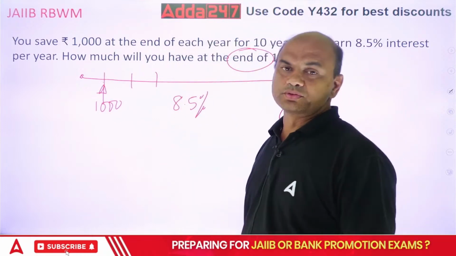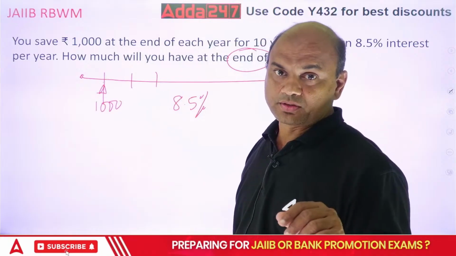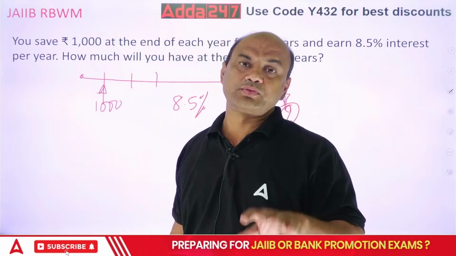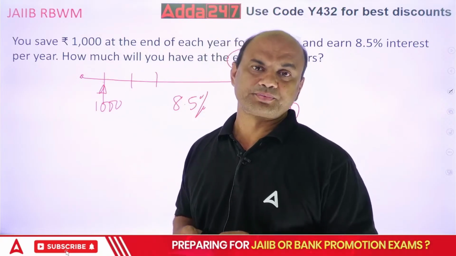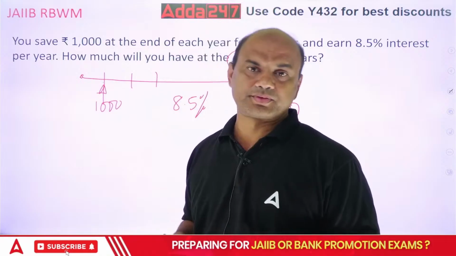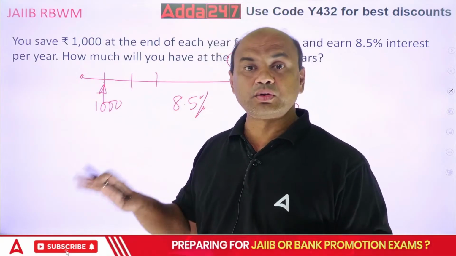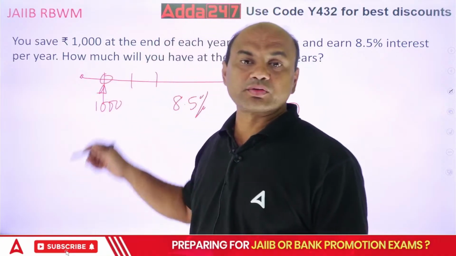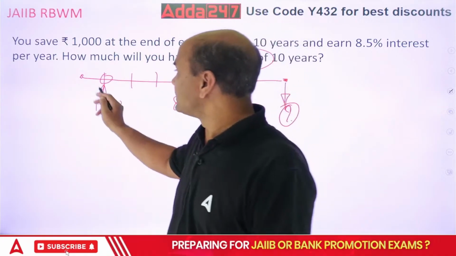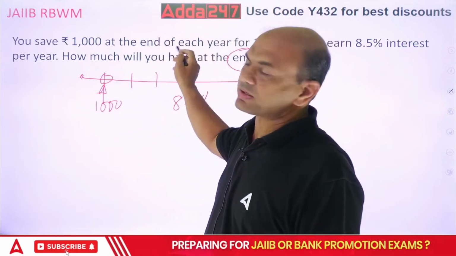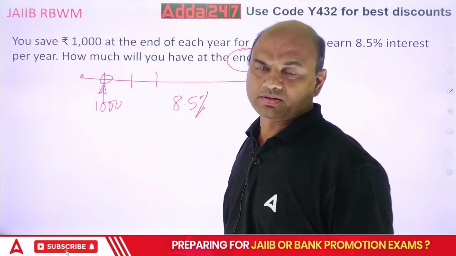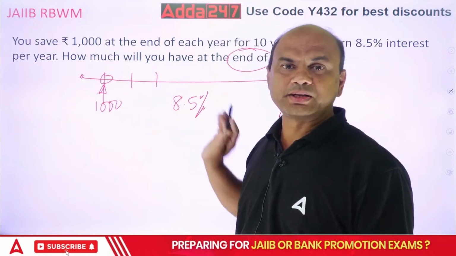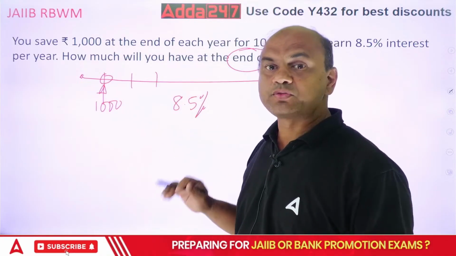So now you will have to use the future value formula, not the present value. There are two formulae in annuity. One is future value, second is present value. Annuity is also of two types, ordinary annuity and annuity due. Whenever you invest at the end, it's called ordinary. Whenever you invest at the beginning, it would have been mentioned beginning of each year, then it would have been annuity due. But here it's mentioned end. So end means which formula will you use?